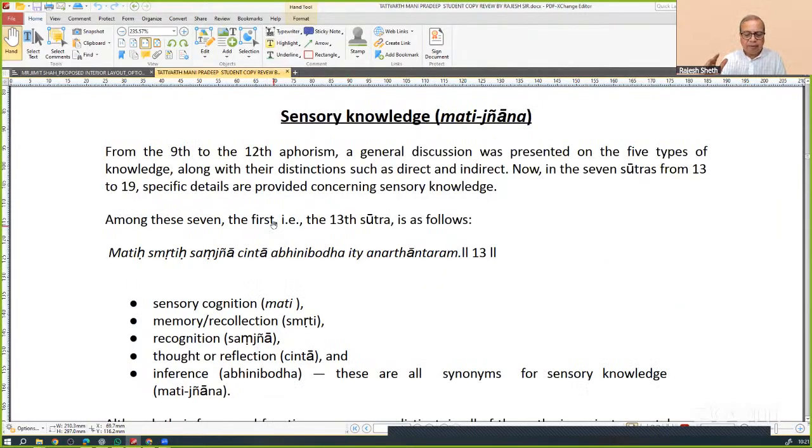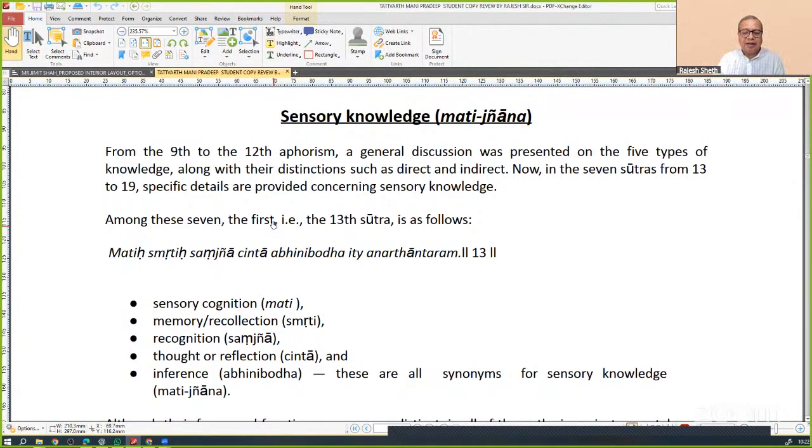Okay. So from memory, it goes to recognition. Recognition is what? Connecting knowledge. Present knowledge plus past memory. That is called connecting knowledge. From connecting knowledge, it goes to reflection. Okay. Reflection is called chinta or abhinibodh. It is also called, and then it reaches the level of inference, anuman. So this is the process of the sensory knowledge, mati gyan. Okay. So now we will read the sutra number 13.